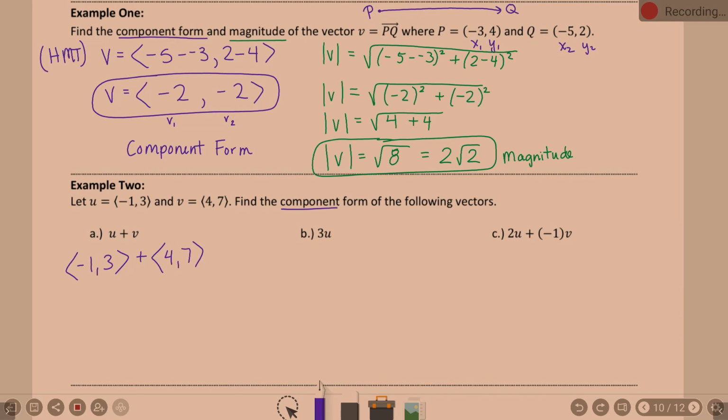How did it say we're going to add vectors up above? Add the components. Which means you're adding U1 and V1, and you're adding U2 and V2. So this means I'm going to be adding, for the first position, negative 1 plus 4. And in the second position, I'm going to be adding 3 plus 7.